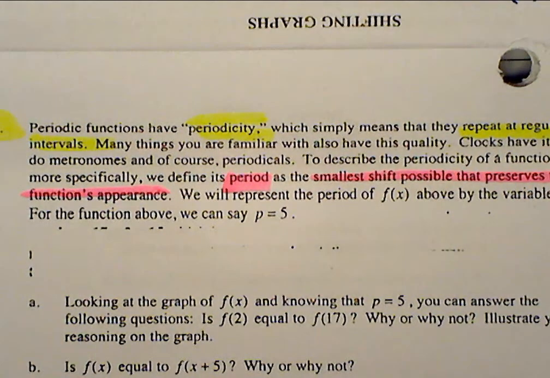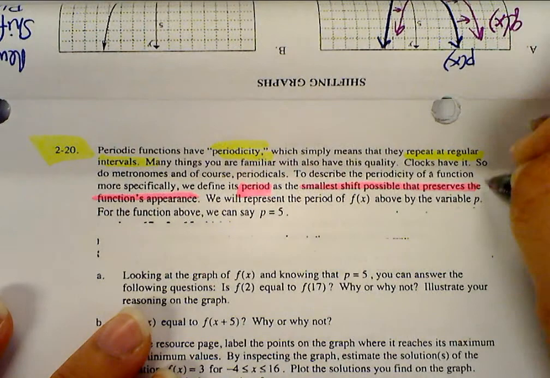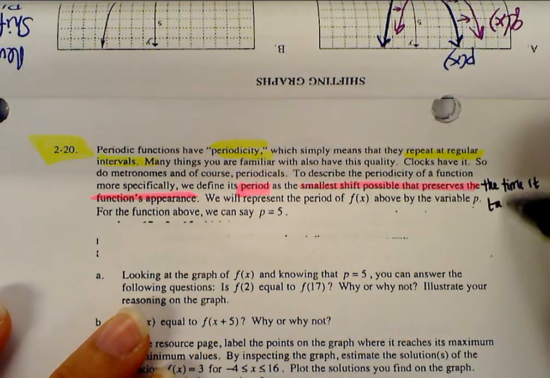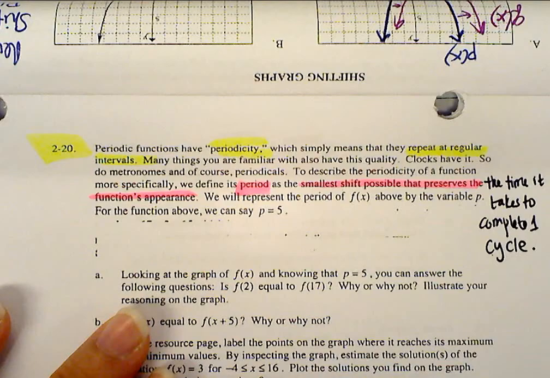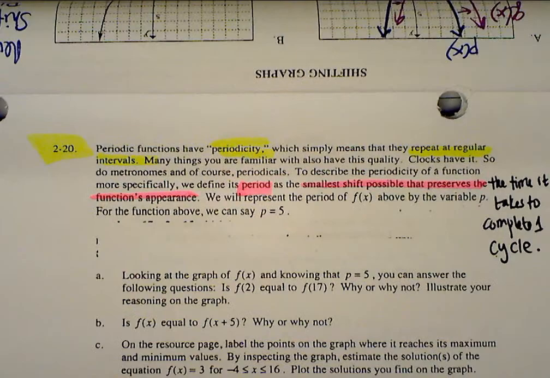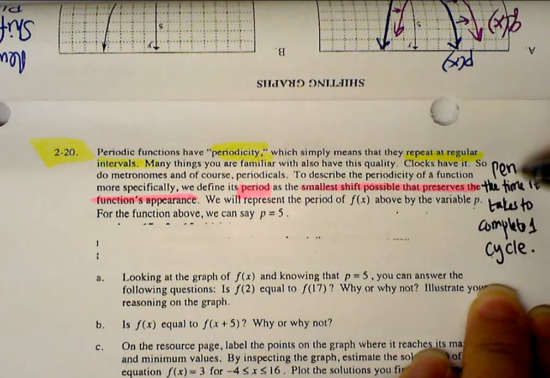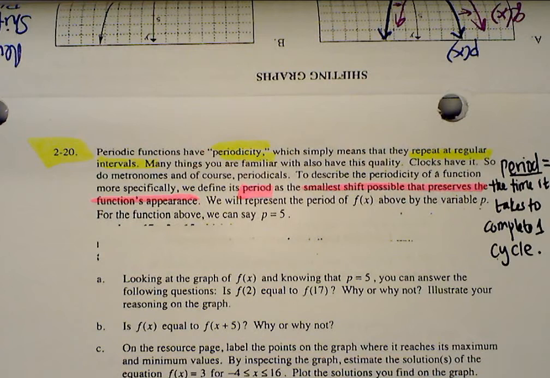So I'm going to give you another definition that I like. A period is the time it takes to complete one cycle. Does that make sense? How long it takes to complete one cycle, which is the smallest shift possible, is called the period. Okay? So for the previous function, we can say p equals 5. We represent the period by the variable p. What a good idea. Okay?